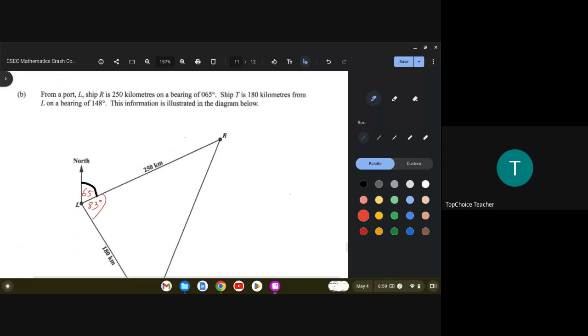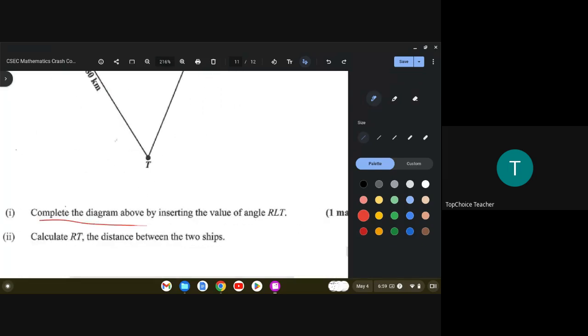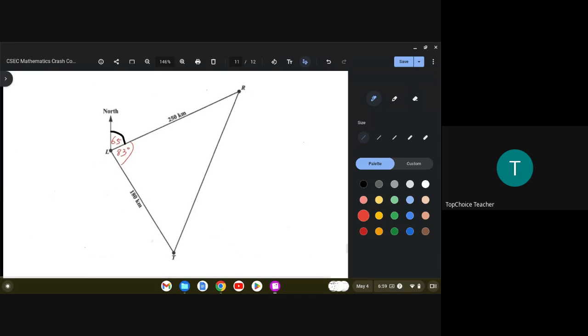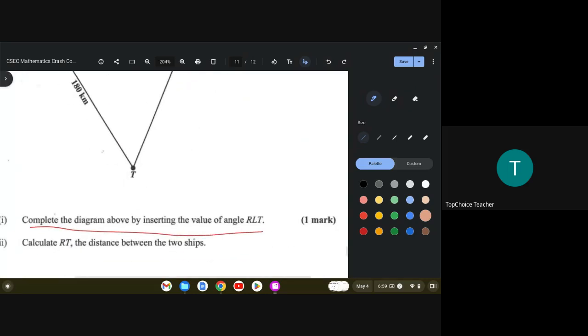This information is now illustrated in the diagram below. I included the angles. They want you to complete the diagram above by inserting the value of RLT. Did we just do that? Yes, we did. We actually just did that without even thinking about it. RLT going down here, so that was this missing angle in the middle we just found. So that was a mark. What I just did by reading the question, you got a mark for that. Everybody okay so far?